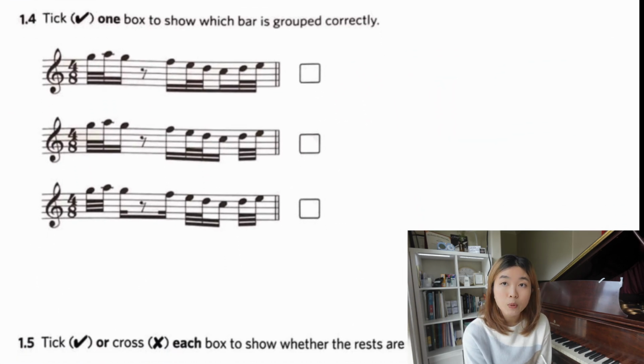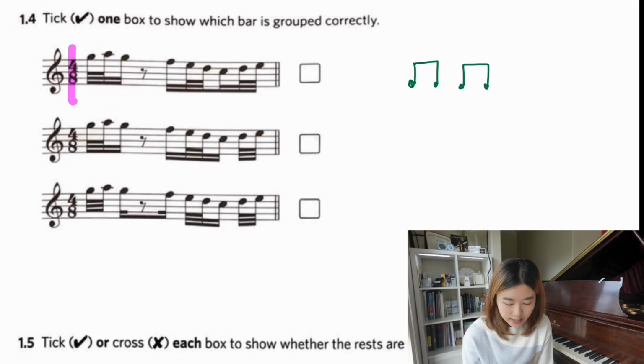Next question, 1.4. Give a tick to show which bar is grouped correctly. So we're gonna see the time signature is 4/8. Okay, so which means the beats should be grouped in every 8th note. Okay, so let's see which one has the best grouping. So I'm gonna circle all the 8th note and see which stem are connecting better than the other.